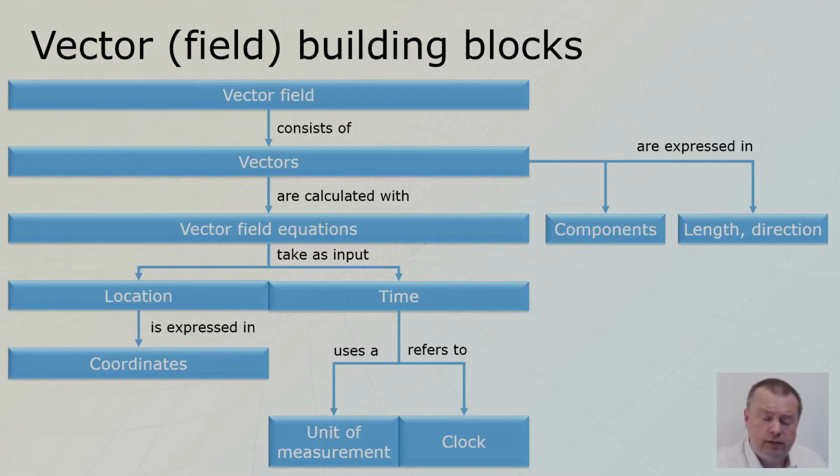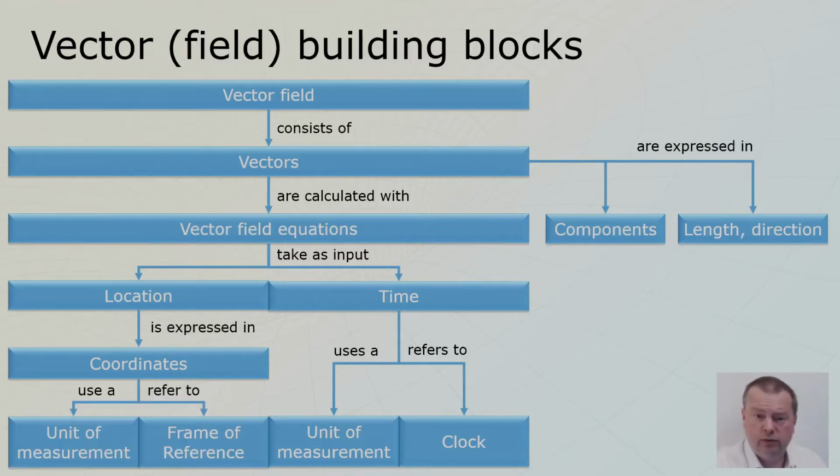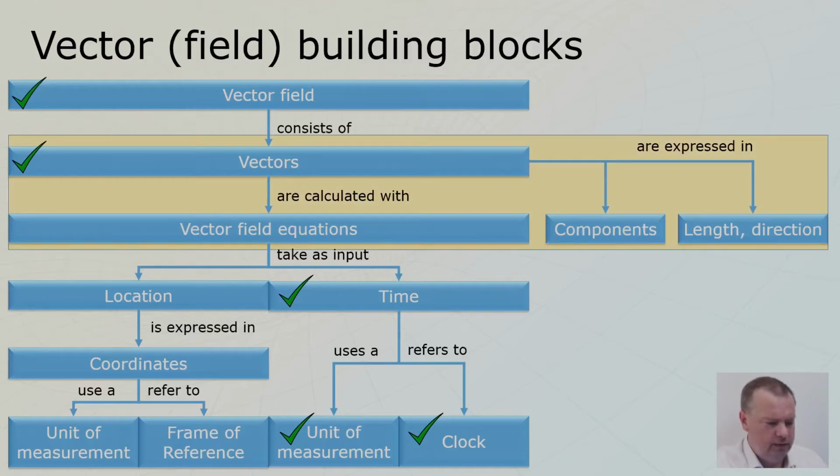Then the location. A location is usually expressed in coordinates. We will also dive into this a little bit more after this slide. And coordinates also use a unit of measurement like meters, feet, kilometers, miles, whatever. And they refer to something called a frame of reference. So we checked vector fields and vectors. Now let's go under the hood and check time, unit of measurement and clock. Next we are going to look at location. Let's start with location.